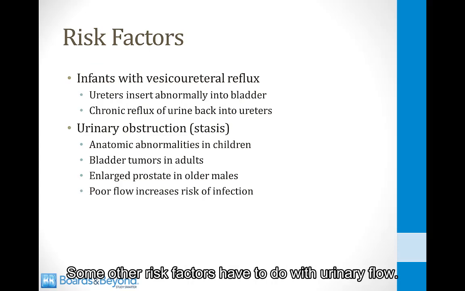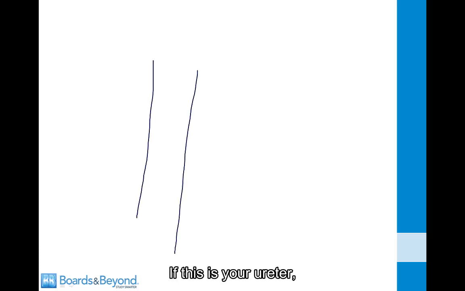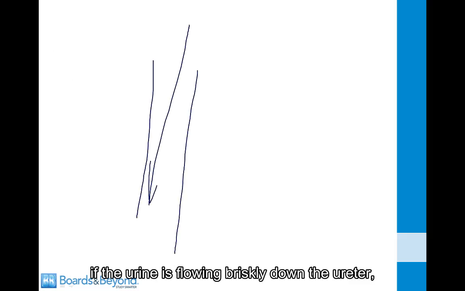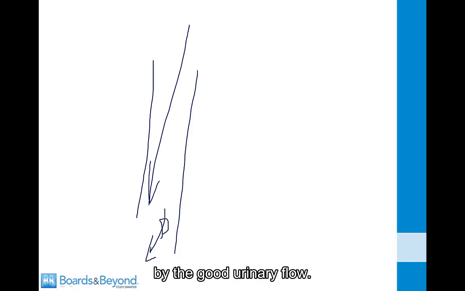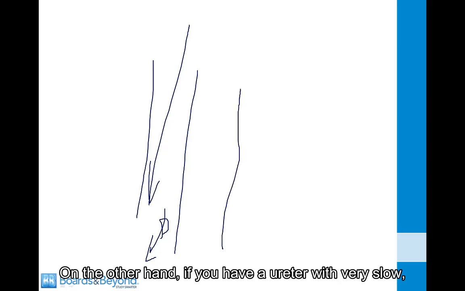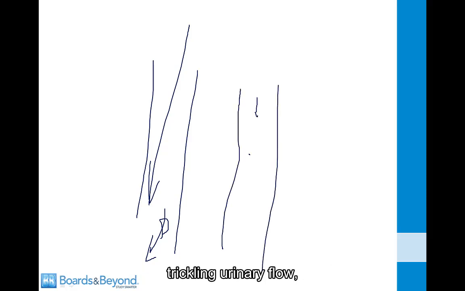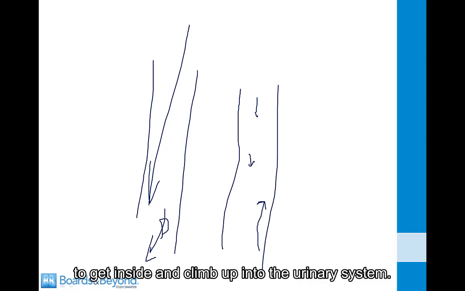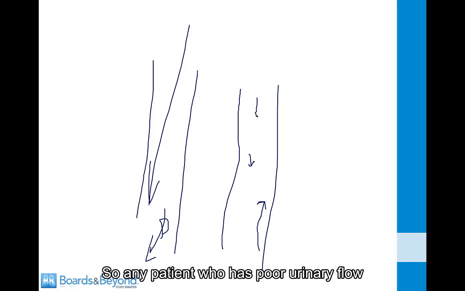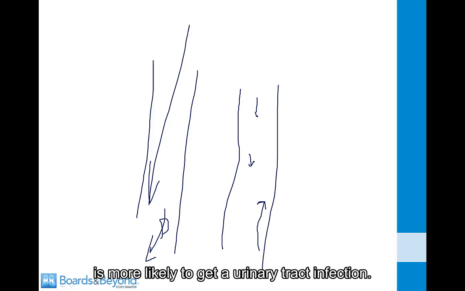Some other risk factors have to do with urinary flow. So let's do a drawing here. If this is your ureter, if the urine is flowing briskly down the ureter, any bacteria that may get in here will be pushed out by the good urinary flow. On the other hand, if you have a ureter with very slow trickling urinary flow, it makes it much easier for those bacteria to get inside and climb up into the urinary system. So any patient who has poor urinary flow is more likely to get a urinary tract infection.